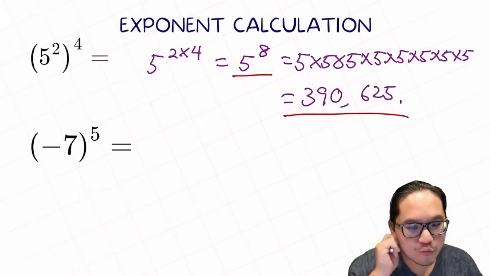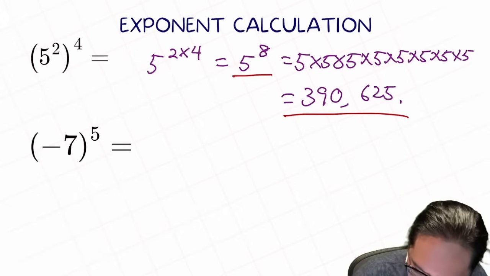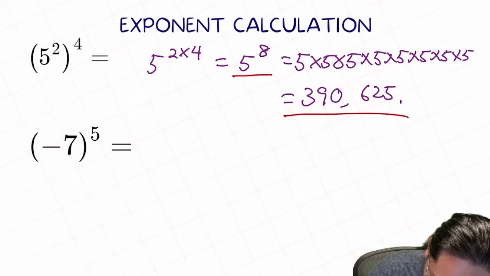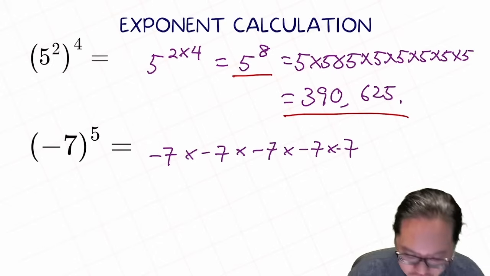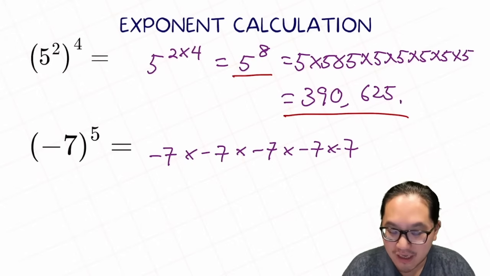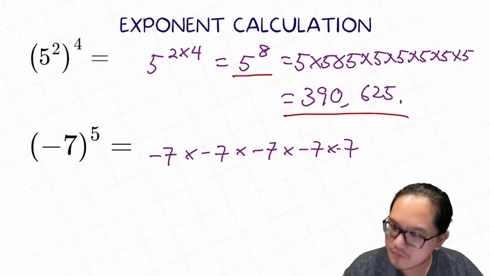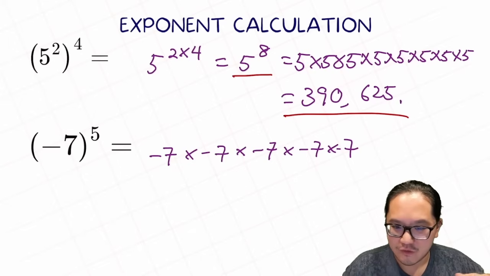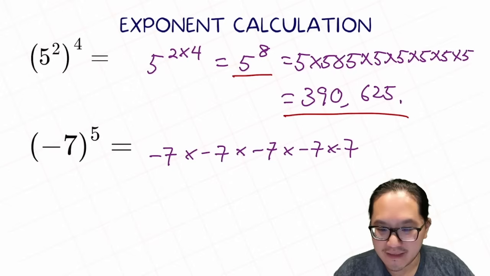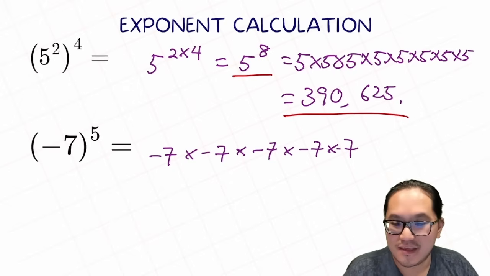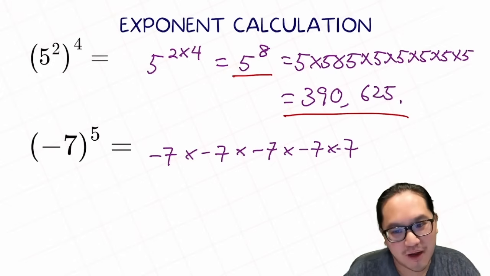390,625. So now we have a negative number, negative 7 with the power of 5. What does that mean? It's just negative 7 multiplied by itself 5 times, right? So we know that in the TEAS, the calculator that they provide you, there's no negative number, right? So how do we do this? Remember in the order of operations, we talked about negative number multiplication and division. We just need to do the basic calculation, multiply 7 by itself 5 times, and then use our brain to see if the answer is positive or negative.